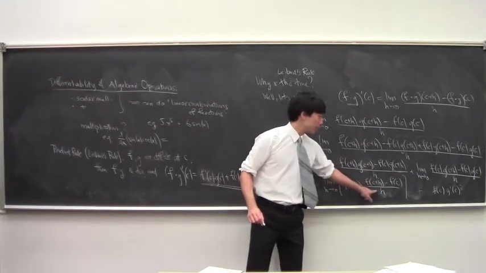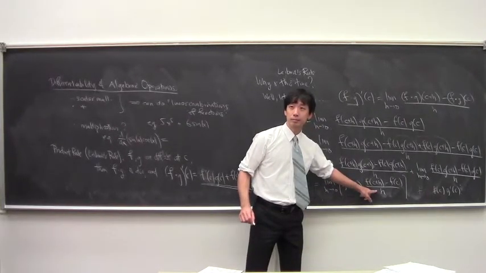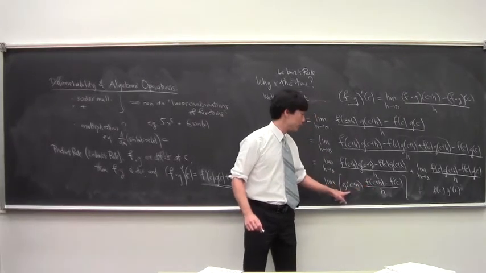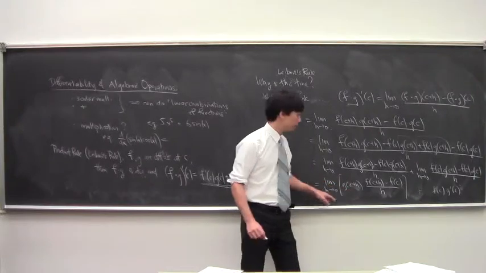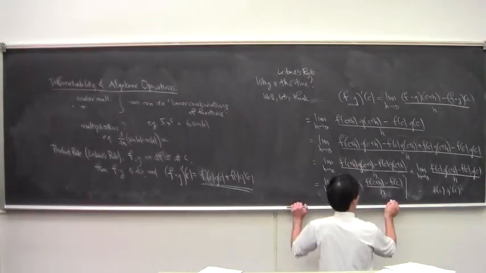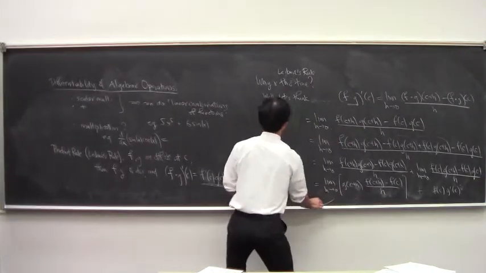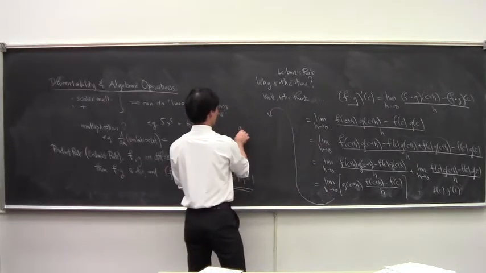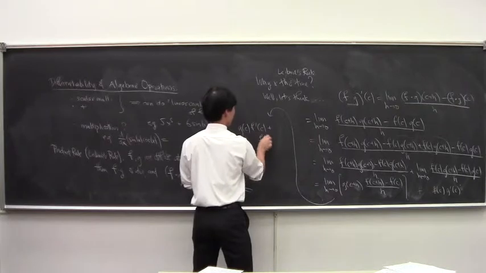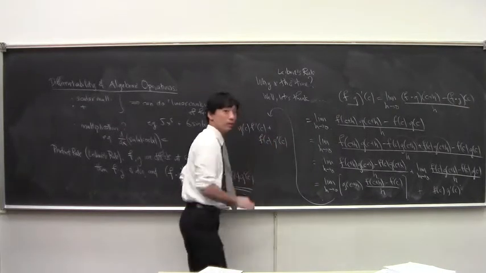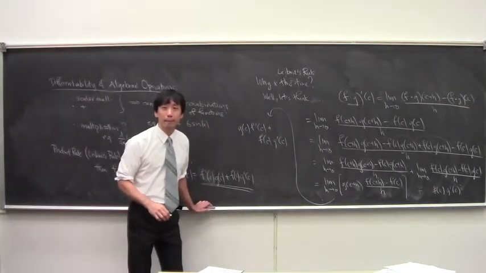Okay. What happens to this thing? The derivative of f at c. What happens to this thing? As h goes to 0, this goes to g of c. Right. So you get g of c times f prime of c plus f of c times g prime of c, which is what you wanted.